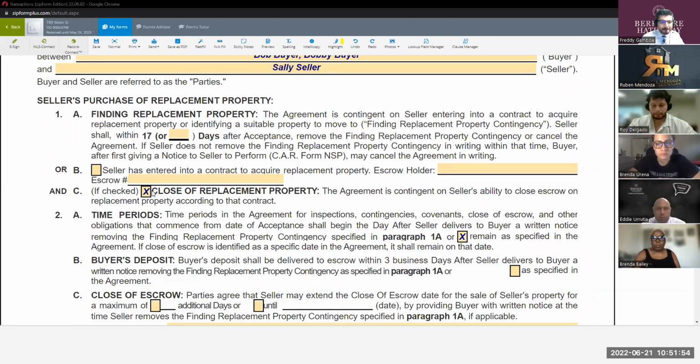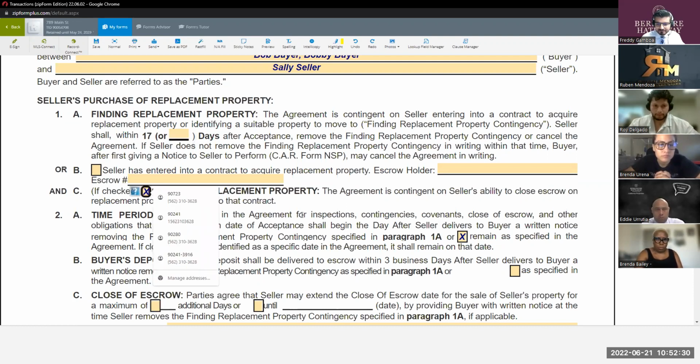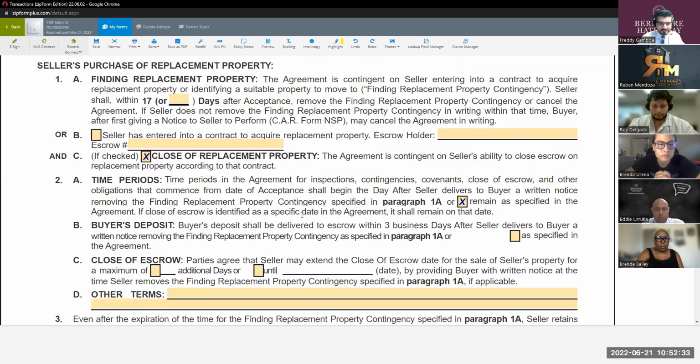Freddy. Yes, Ruben. So there is no limit? You can change it to 60 days, 90 days, whatever, or there is a limit? Well, right here on 1C, there's no limit. On 1A, you could go 30 days, or whatever time you want. So you can go higher than that. Yeah, whatever time you need. But the default is 17 days to remove the contingency, or 30 days, 60 days, whatever time you want, or just leave it until they close that escrow. Right. Thank you. Okay.